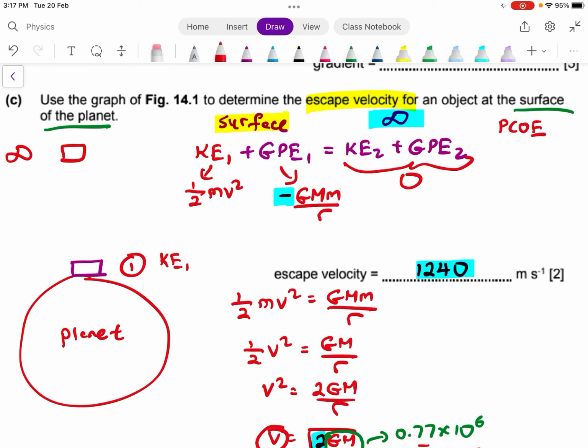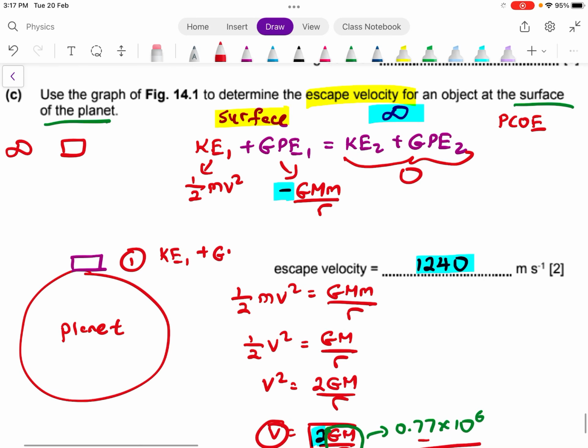So this kinetic energy is something that the object must possess in order to move to infinity. So KE1, of course, there's one more, which is GPE1. When you move to infinity, there's also energy, but the total energy of KE2 plus GPE2 must be equal to 0, because at infinity, there shouldn't be any energy. Okay, so at the surface, half mv squared plus negative GMm over R is equal to 0.